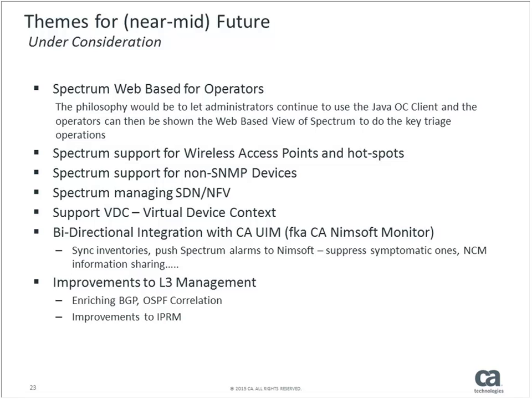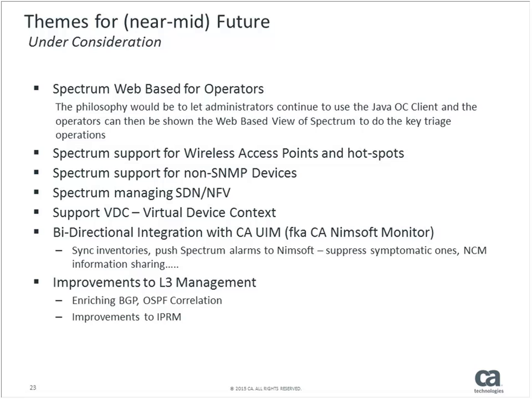Spectrum support for access points and wireless hotspots. We talked about this at CA World. This is definitely something we are doing in the next release. Spectrum support for non-SNMP devices. Again, this is very interesting. We feel this is something different and unique that we'll be able to do that not many vendors out there have. Support for SDN, a broader CA initiative. We are working with the internal teams and we are very aggressive for this as well.